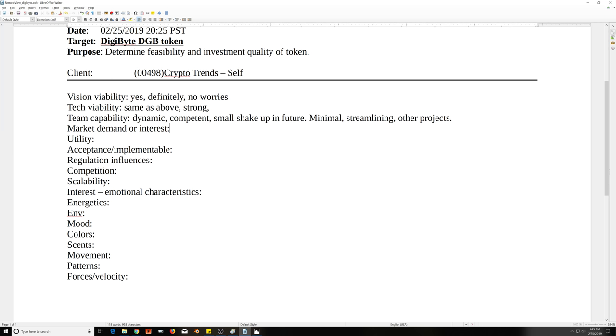Market demand or interest. One to 2 years out. It's building. I know, my typing sucks. It's because I'm in a different state. The energy's building now. For the strong demand, it's like just going to get stronger.